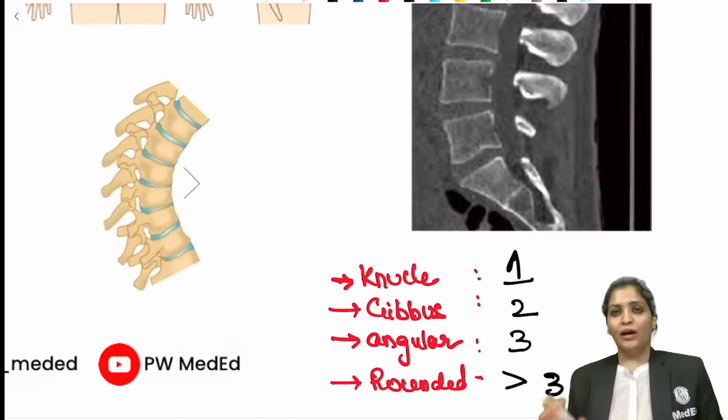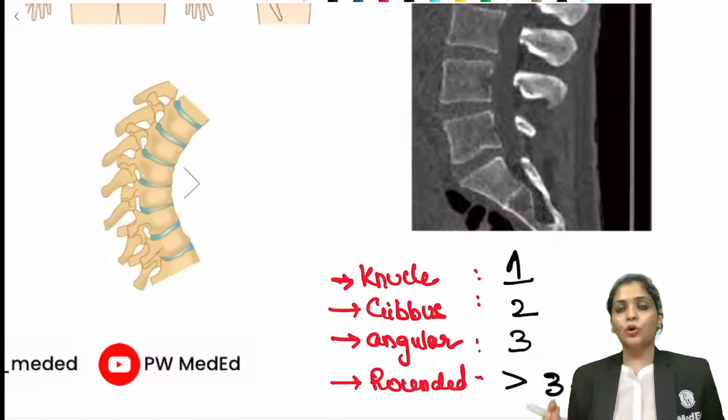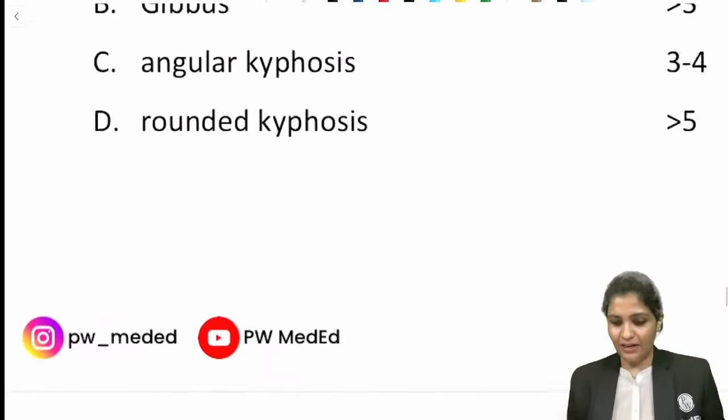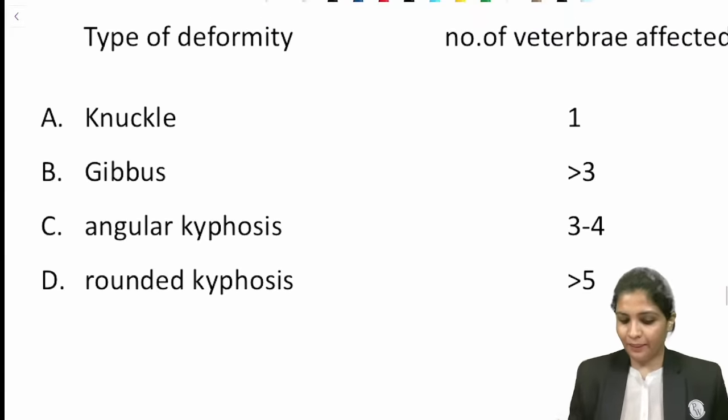So knuckle, one vertebra is involved, it is called knuckle. Two vertebrae, if involved, it is called gibbous. Three or more is kyphosis. If it is only three or four, it is angular kyphosis. Or more than five, it is rounded kyphosis, right? So the answer here would be gibbous.